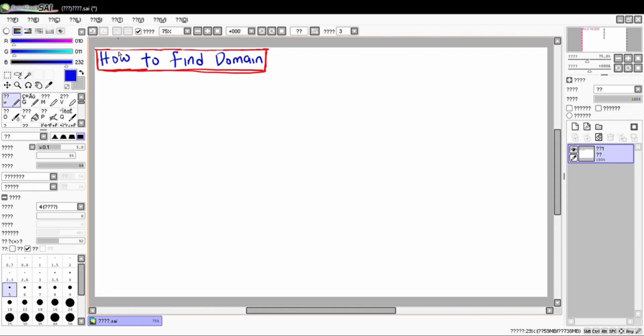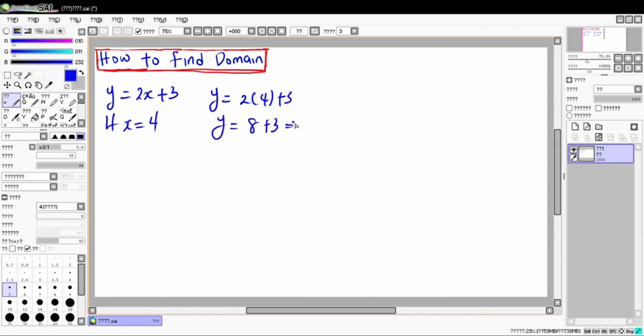Let me give you a base case so that you understand. Let's assume that you have y equal to 2x plus 3. Now, this function is defined if we have a value for x and it gives a value for y. If x equals 4, you will see that y will be 2 in bracket of 4 plus 3, and your y will be 8 plus 3, which is 11. So this is defined. That is the meaning of defined.